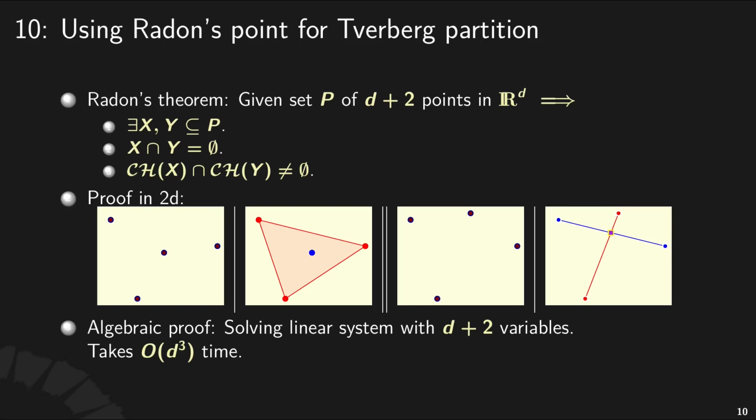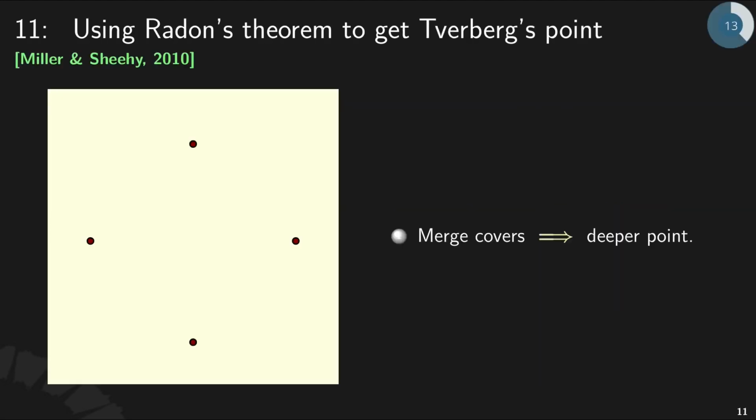And it turns out that computing this point of intersection boils down to solving a system of d equalities in roughly d variables, and it can be done in cubic time using Gaussian elimination. And this also gives you the partition. And this is really important because this intersection point intuitively is already a better center point than what you had originally, because it's included in 2 convex hulls, which means that any half-plane that contains it must contain at least 2 points in 2 dimensions.